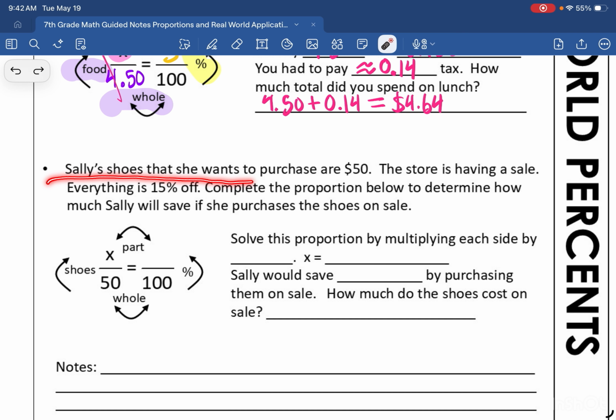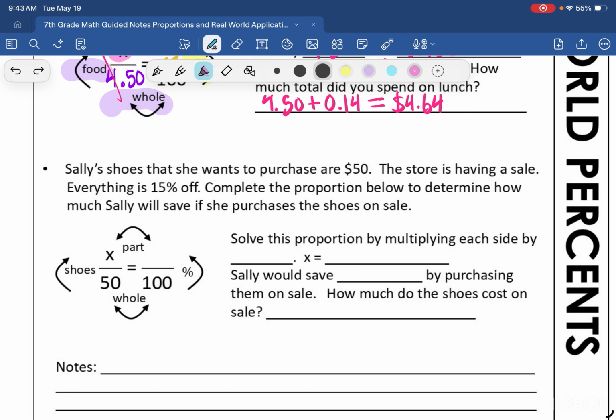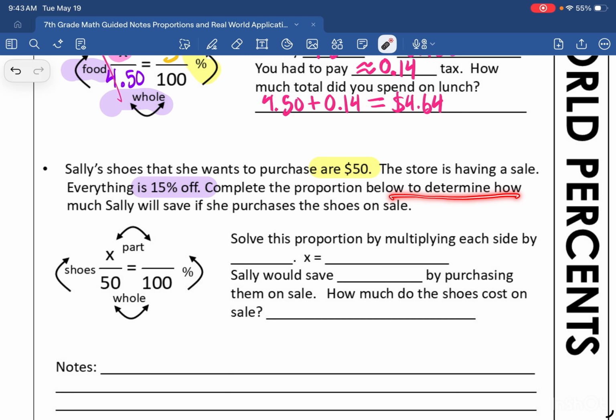Sally's shoes that she wants to purchase are $50. Let's mark that. That seems like important information. The store is having a sale tomorrow. Everything is 15% off. That also seems like it's important information. We'll mark that.